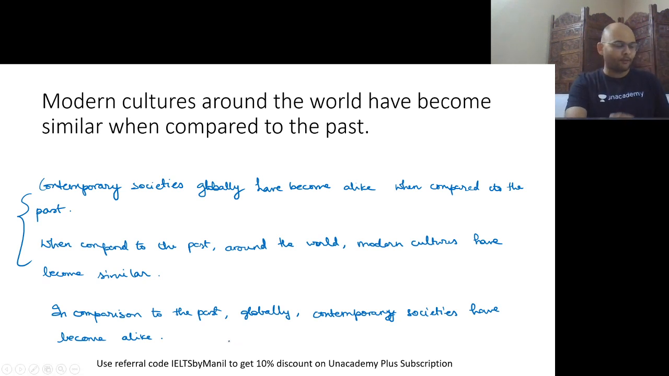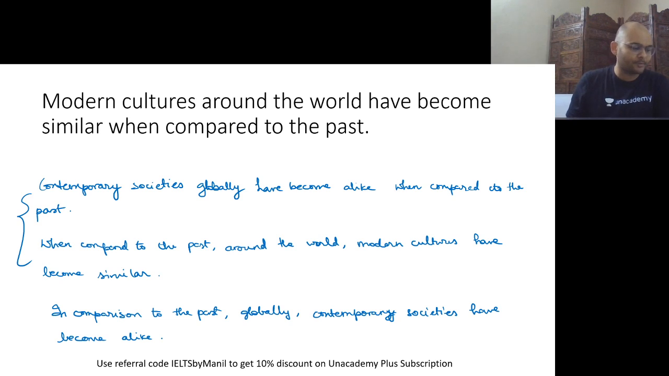Most importantly, the one rule that has to be always followed while paraphrasing has been followed. And sorry, the two rules. One is we have not changed the meaning in any which way. And two, the information is still exactly the same as the original sentence. We have not added anything, we have not removed anything, and we haven't missed out on anything that was there as part of the first sentence. So what we did was we combined these two, and then I made a small change: instead of writing when compared, I changed the word form and took it to in comparison. So in comparison to the past, globally contemporary societies have become alike. I hope you've understood that.